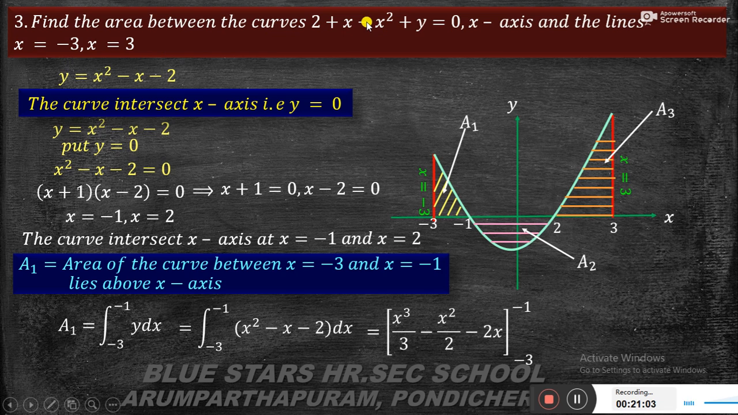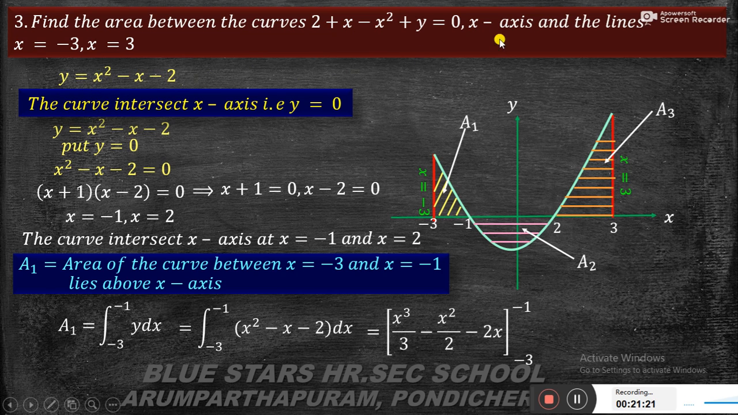So this is the given curve, that means 2 plus x minus x square plus y equal to 0. We write y equal to, every term we write on the right hand side. So y equal to minus x square on the right hand side, plus x square, plus x minus x, plus 2 minus 2. So x square minus x minus 2.